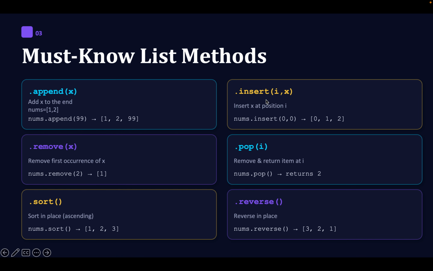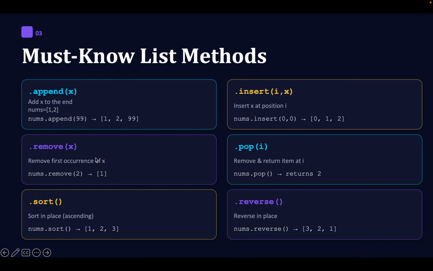And now if you want to insert a particular item at a particular position, you can use insert(i, x). That will insert x at position i. So nums.insert(0, 0) means at the 0th index position, it will add 0. So the output will be 0, 1, 2.